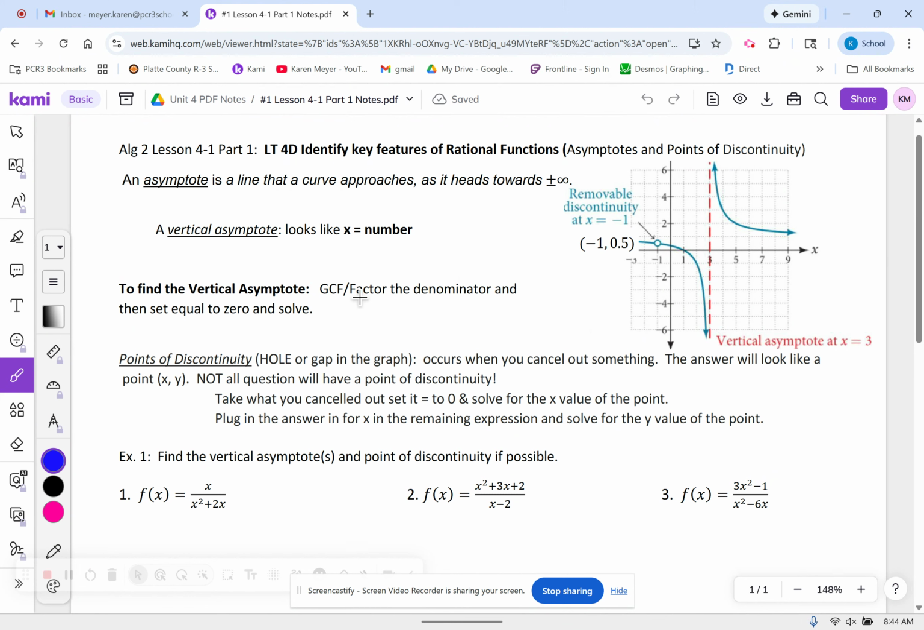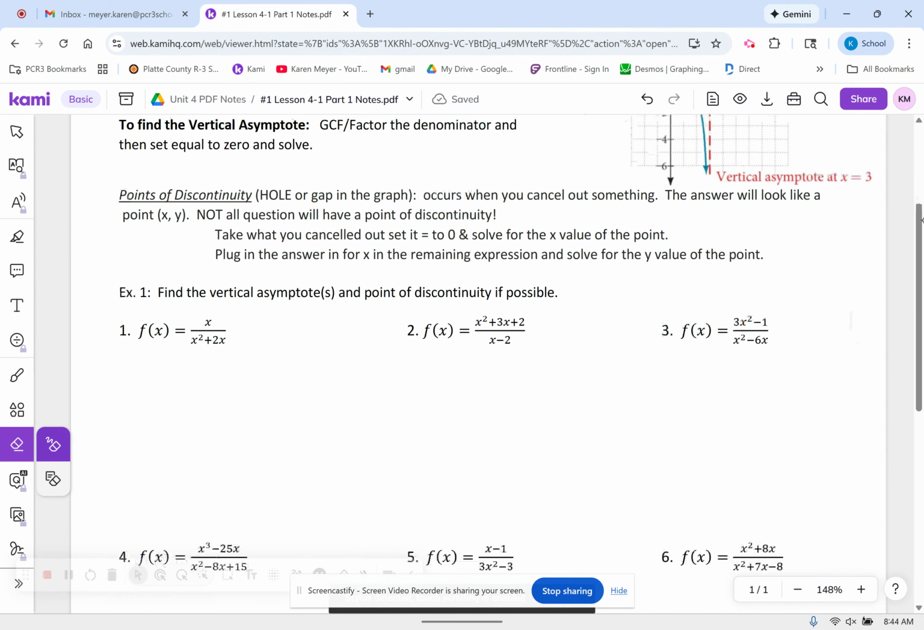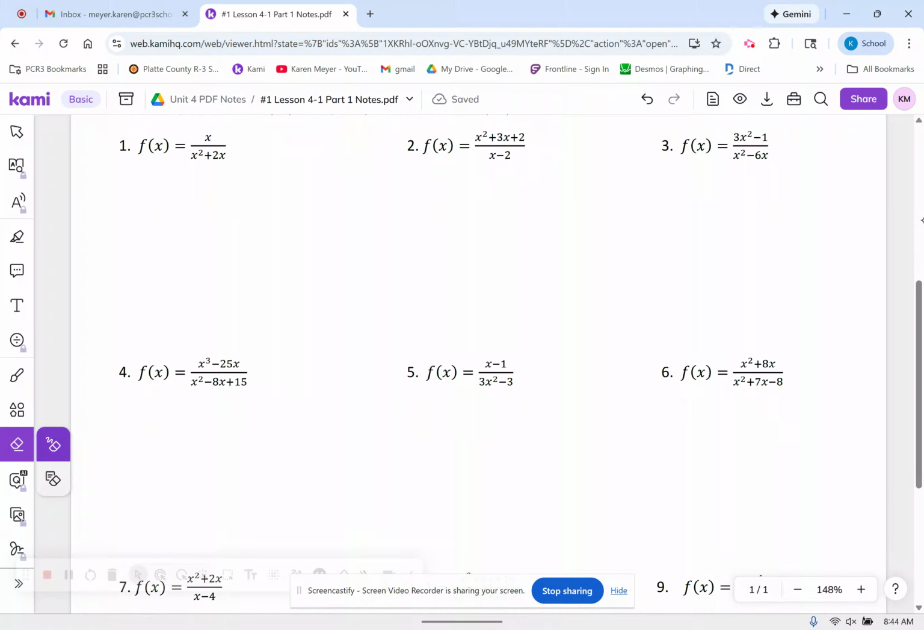If you do have a POD, to find the x value of the point, you're going to take what you cancel out and solve it for x. And then to find the y value, you will take the x and plug it back in and solve for y, which we will do all in an example, and it will make much more sense when you see it in a problem, but that's just a quick run through. So let me erase that. Let's scroll up and start working some of these out in the actual example problems.